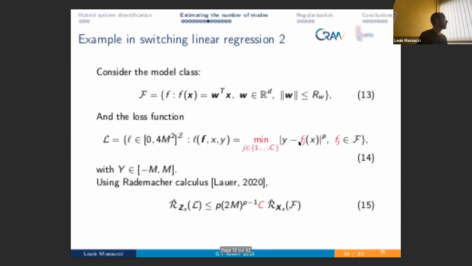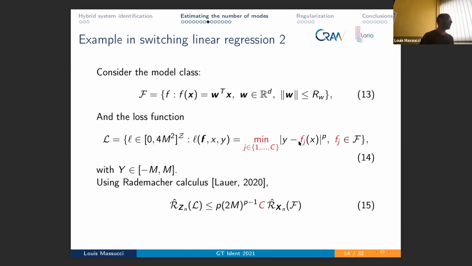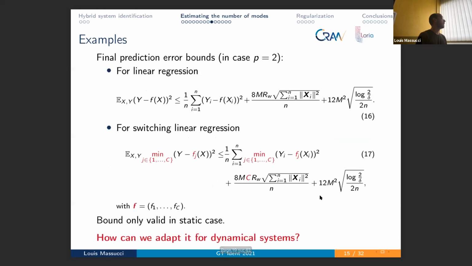So using this loss function and using other Rademacher complexity calculus in the same manner as I did before for the classic linear regression. As we are in switching linear regression, a novel parameter appears, which is the number of modes, in the expression of the empirical Rademacher complexity of L in terms of F. And then, using all these materials I just presented, for the linear regression and the switching linear regression, we obtained two final prediction error bounds.